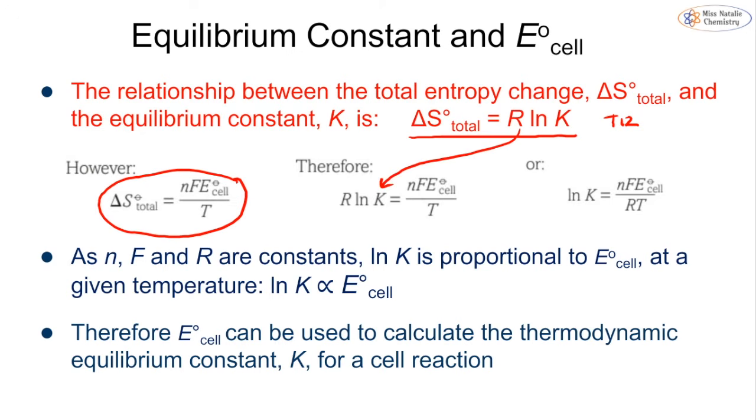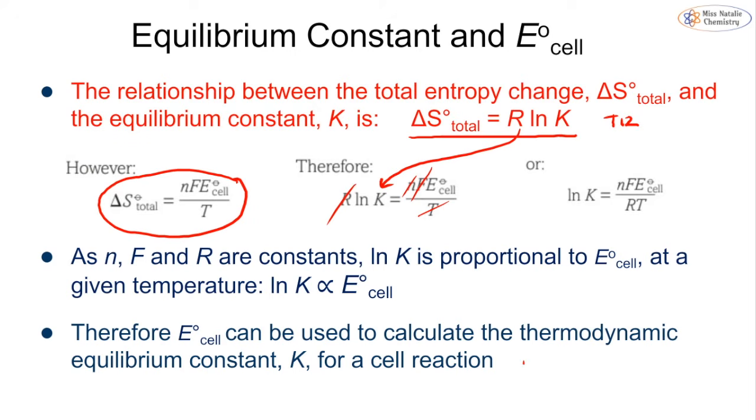and I then substitute in that total entropy for the R natural log of K. Again, I look at what all the constants are: R is the gas constant, N is the constant number of electrons, the Faraday constant is, of course, also constant, and the temperature is always constant. So again, at a given temperature, the natural log of the equilibrium constant is proportional to the EMF of the cell. So we can use the EMF of the cell to calculate the equilibrium constant.